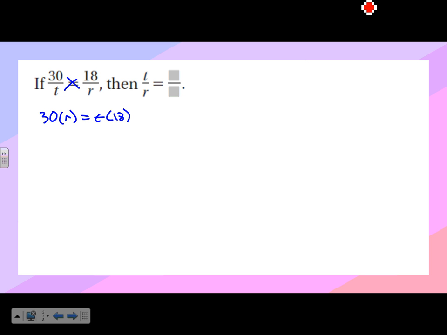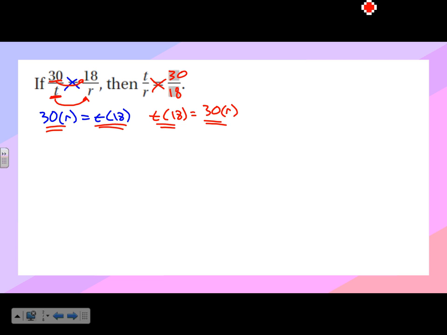So they took the t over the r, and so we're going to do the same thing. We're going to take the 30 over the 18. Now again, there's several other ways they can write it, but if you double check, t times 18 is equal to 30 and r. So the t and the 18 are multiplied together, and the 30 and the r are multiplied together.